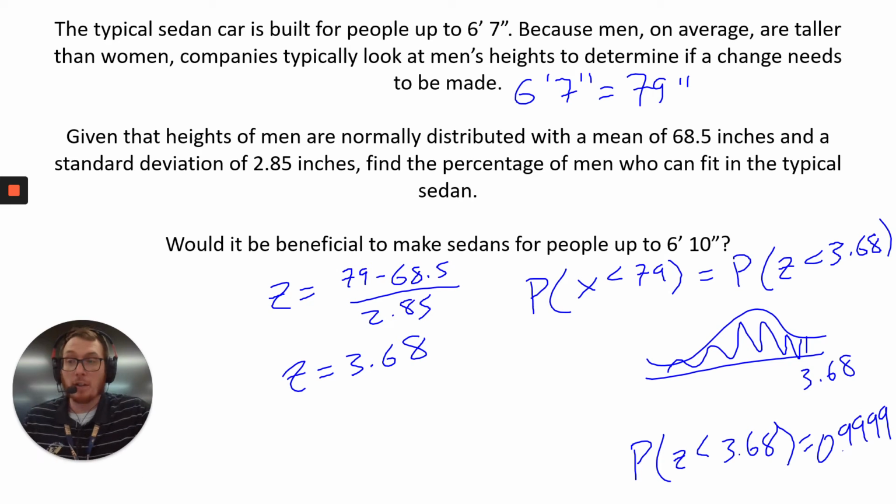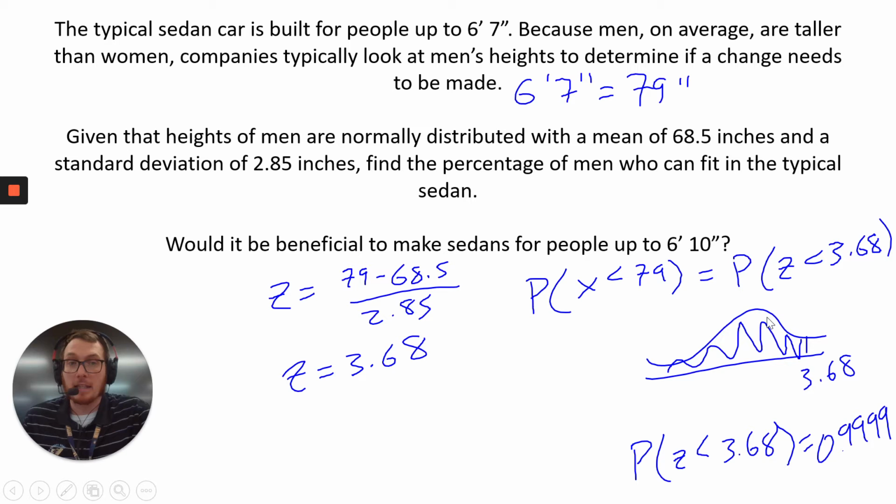So I go to 3.68 on the positive side. That should be the 3.5 and above, and that's 4 nines in a row, which is 0.9999. And that's area to the left because it's a less than. And so over 99% of people will fit into the sedan.